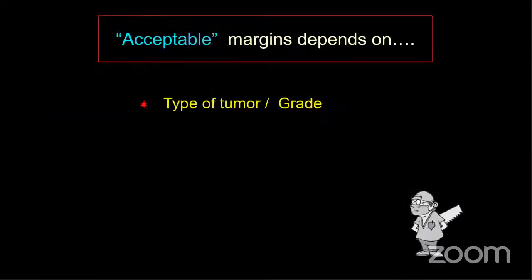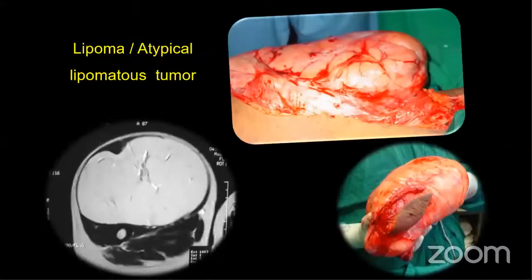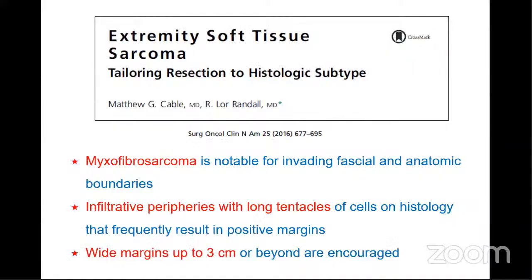What do we use to define these acceptable margins? It's a host of multiple factors. It is the type of the tumor and the grade of the tumor. For example, a lipoma or an atypical lipomatous tumor, most of us are happy to shell it out with just a thin facial covering. Sometimes even that is stripped off and we really don't think too much about that. But when we are dealing with something like a myxofibrosarcoma, then we need to be a lot more careful.